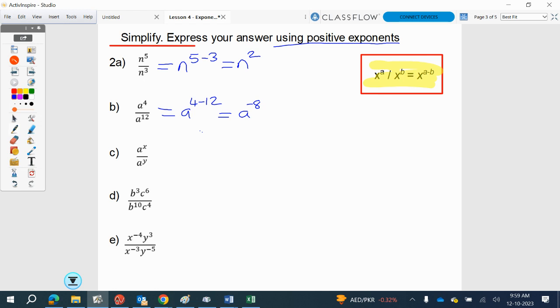Now look here. We're asked to answer using positive exponents. So we have to refer back to that rule that we've seen previously. The rule is x to the minus n is equal to 1 over x to the n. So we can make an exponent positive by moving it through the quotient, either up or down. So for this one, our answer is going to be 1 over a to the 8. Now the exponent is positive.